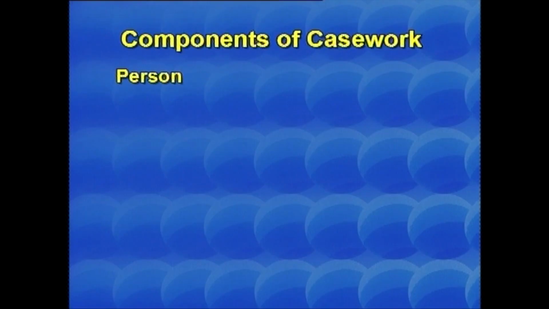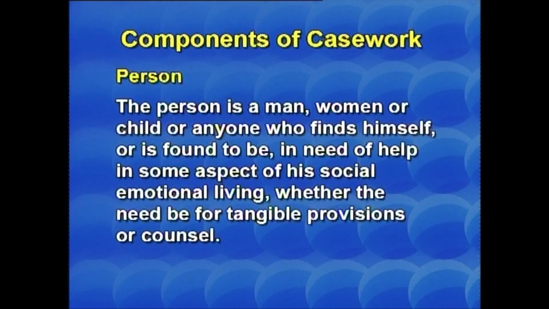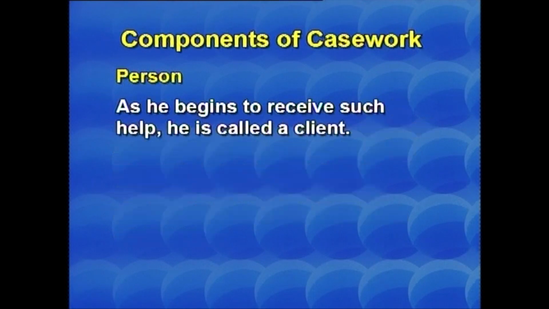The first P, or the important component, is the person. The person in a casework process is a man, a woman, a child, or anyone who finds himself or is found to be in need of some help in some aspect of his social functioning, social emotional living, whether the need be for tangible provisions or counsel. As he begins to receive such help, he is called a client.